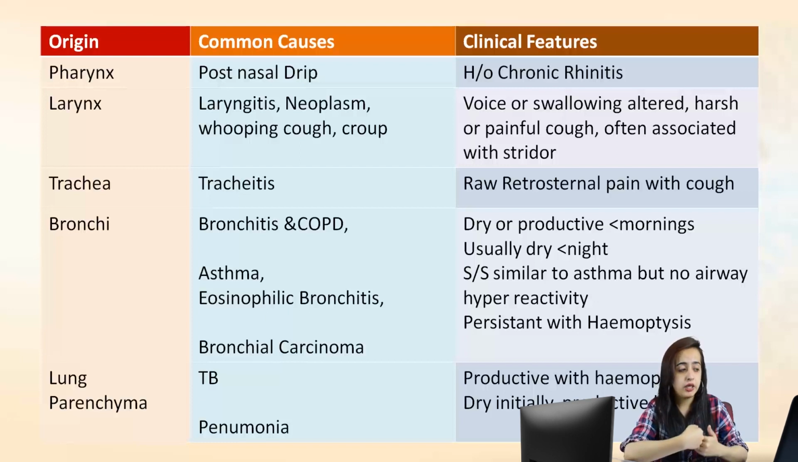Moving down, coming to the trachea. Tracheal causes of cough are tracheitis, which could be because of inflammation, infection, or irritation. The clinical features would be raw retrosternal pain with cough. Now, as homeopaths, we can also think of certain remedies associated with this sort of a symptom.